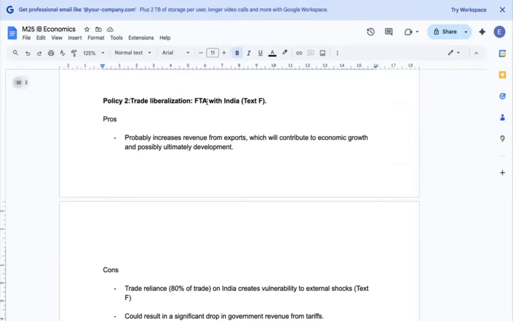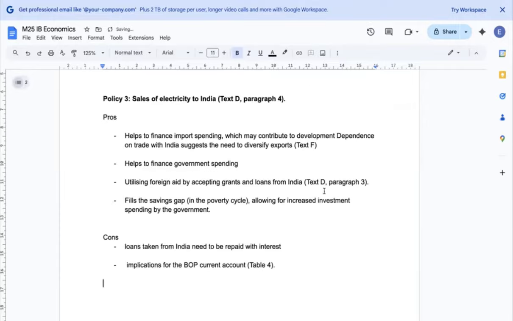And second policy that I found is trade liberalization policy. Specifically, the Bhutan government intends to make FTA deal with India. So I found pros and cons of this policy as well. Last demand side policy that I found is the sales of electricity to India. So this policy also has its pros and cons.